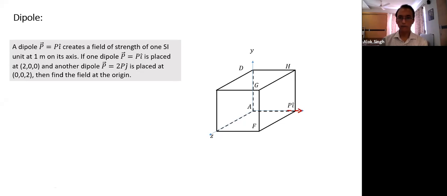Where is the second dipole placed? Can you all mark the position of the second dipole? On the z-axis. At what distance? A distance of 2 from the axis. Which direction is the second dipole pointing? The second dipole is pointing upwards. These are the two dipoles. At which point do I need to calculate the field? I need to calculate the field at point A.